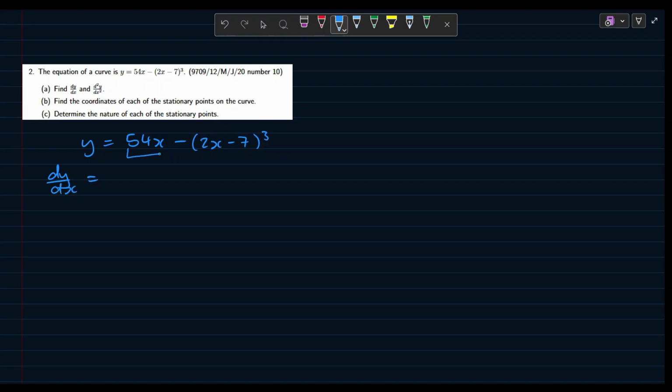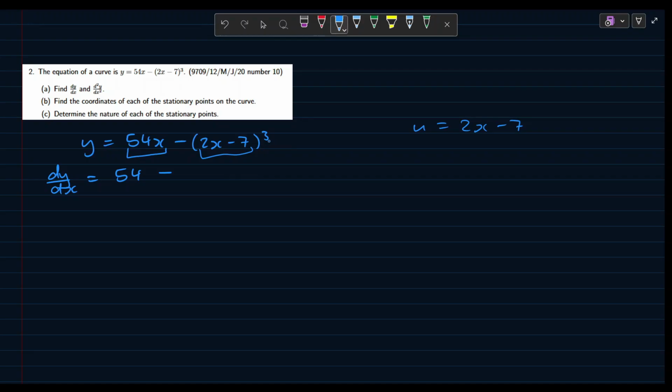So we're going to differentiate 54x. If you differentiate 54x, you get 54 minus, then we're going to differentiate negative (2x minus 7) cubed. And so if you prefer, you can use the substitution to say let u equal to 2x minus 7. But here I'm just going to assume that you understand the intuitive way of thinking about it. If you still struggle with it, make sure to go back to the previous video on the chain rule.